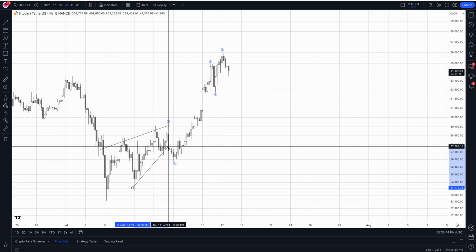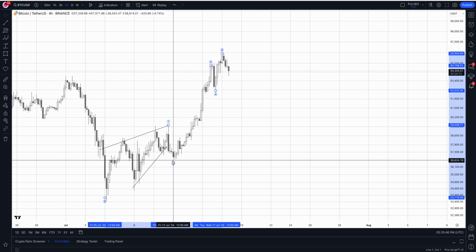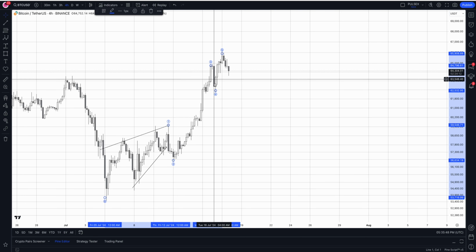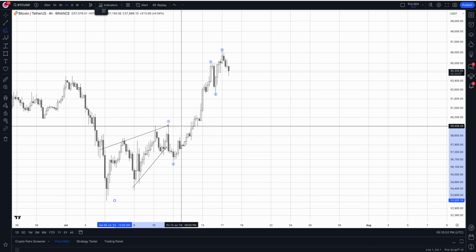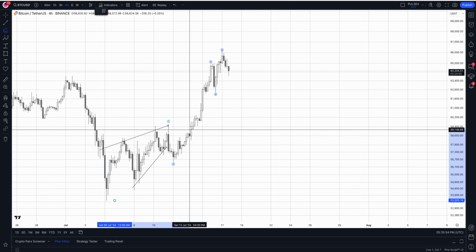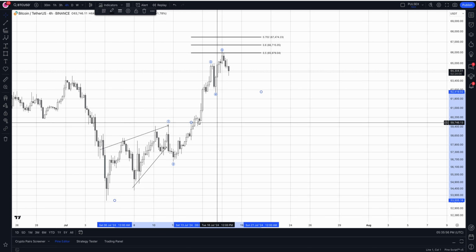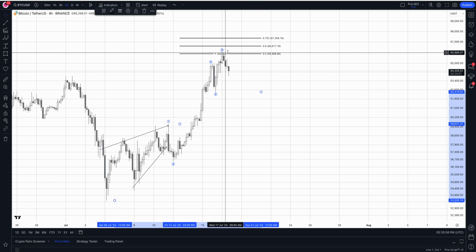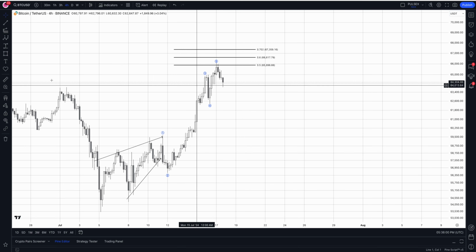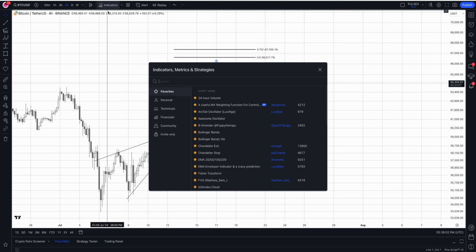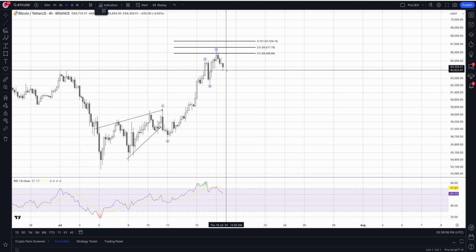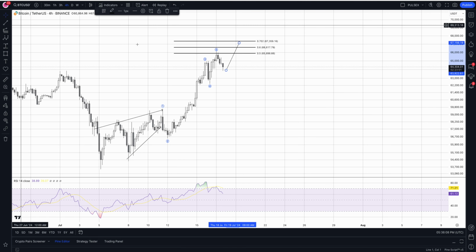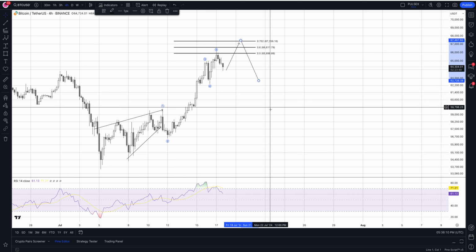Five waves up in your leading diagonal, then an ABC down for your wave 2. Come up for a wave 3, 4, and a fifth wave, topping out at the 50% fib. Okay, right over there. So that fifth wave has topped out at the 50%, and it wouldn't surprise me that we come up one more time for a fake out like this, and then come down from there.